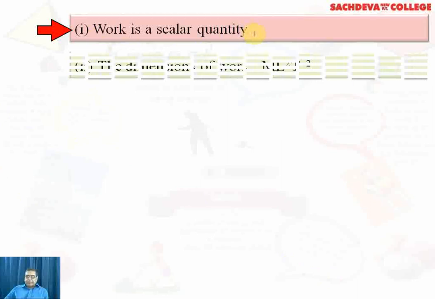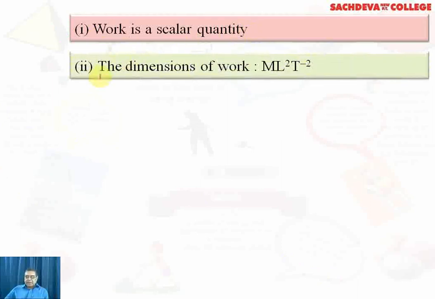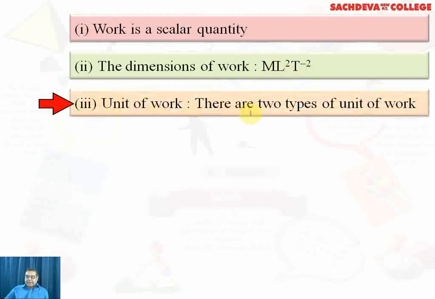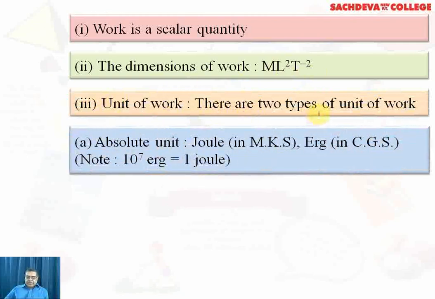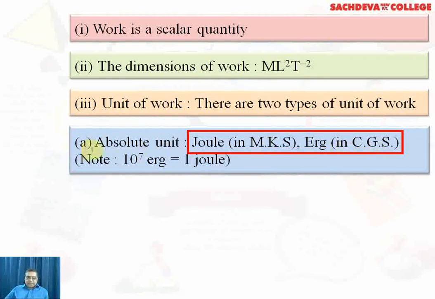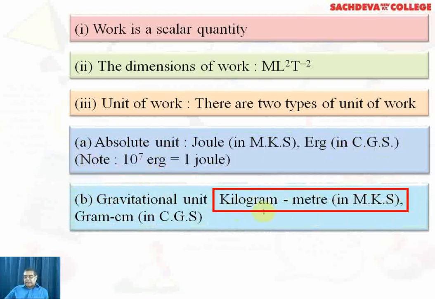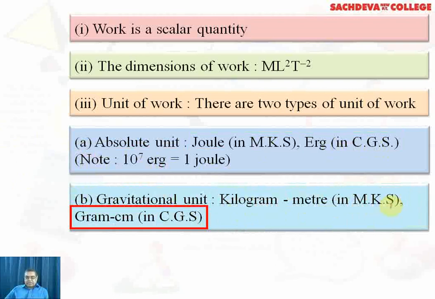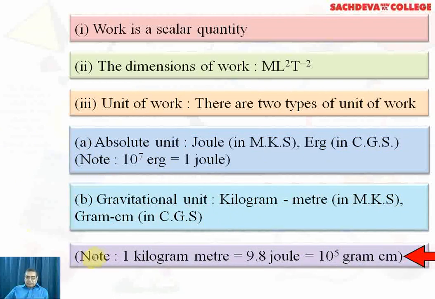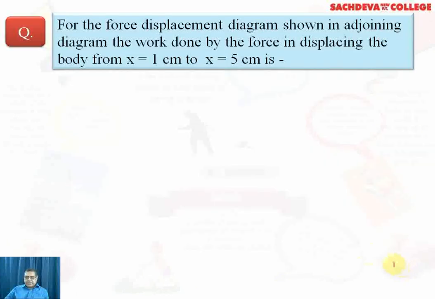Work is a scalar quantity. As I have explained earlier, the dimensions of work can be obtained from the product of force and displacement, and that comes to be ML²T⁻². The unit of work will be either MKS or CGS. The absolute units will be joule and erg. Joule is MKS and erg is CGS, and 1 joule is 10 to the power 7 ergs. The gravitational unit will be kilogram meter and in the CGS system it will be gram centimeter. 1 kilogram meter is 9.8 joules or 10 to the power 5 gram centimeters.